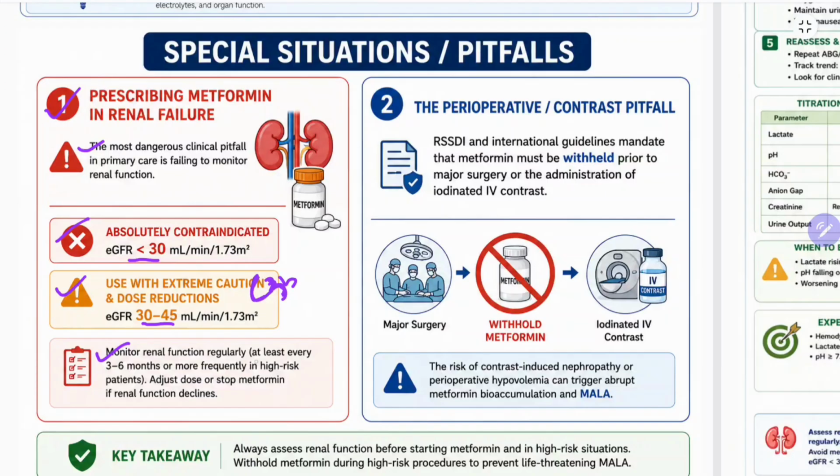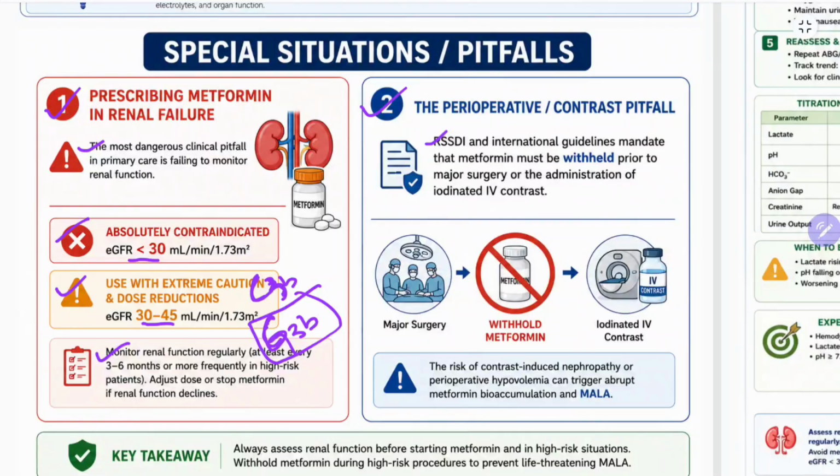So particular care should be taken in patients who are having G3b stage. Okay, G3b, 30 to 45. Okay, that is the first one, very important. Number 2 is the perioperative and contrast pitfall.